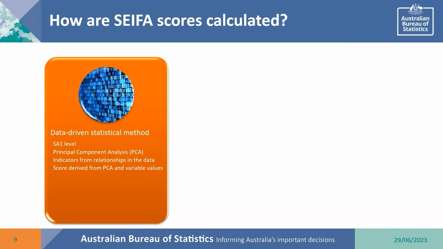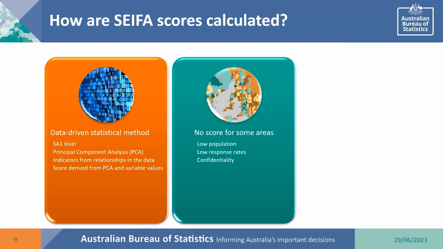The principal components analysis gives us loadings that are used to create the indexes, and these loadings determine how much each indicator contributes to the final index score. Some SA1s don't receive SEIFA scores because they have low populations or low response rates for certain census variables, such as the number of employed people. We apply an exclusion rules framework that aims to obtain a reliable index score for as many areas as possible.